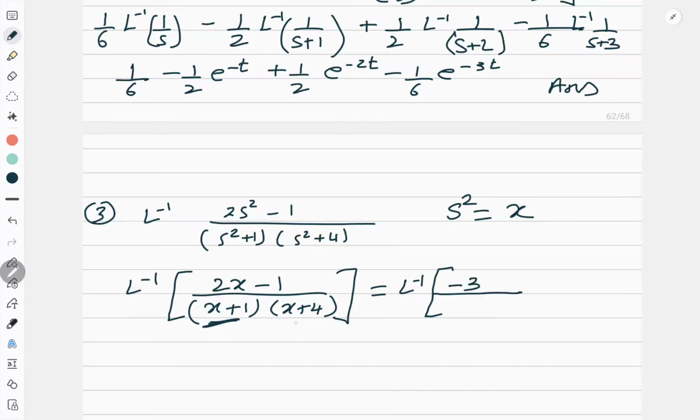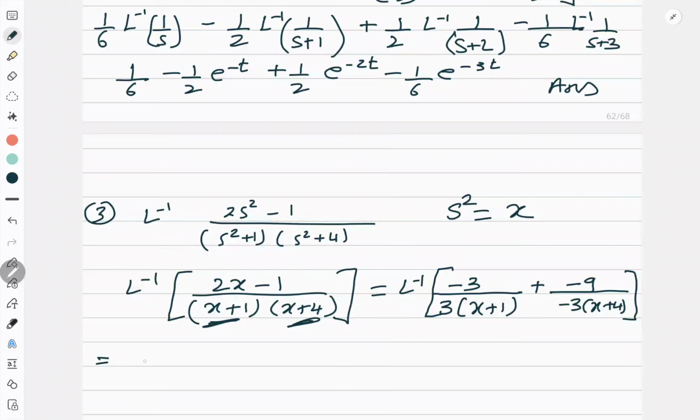Okay, 4 minus 1 is 3, so 3x plus 1. Now put x is equal to minus 4. So minus 4 into 2 is minus 8, minus 1 is minus 9. So the numerator will become minus 9 and in the denominator I am putting minus 4. So minus 4 plus 1 is minus 3, so minus 3x plus 4.